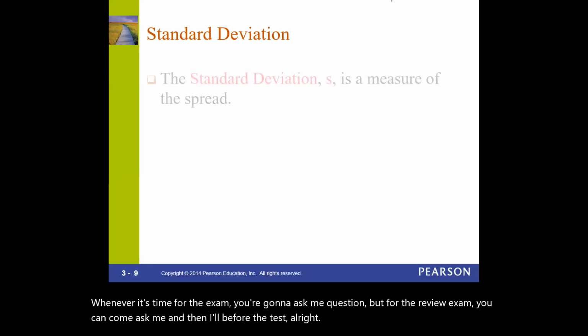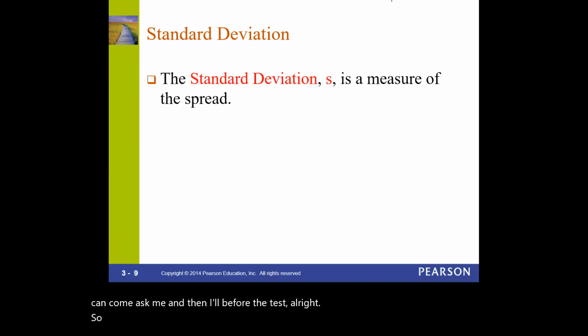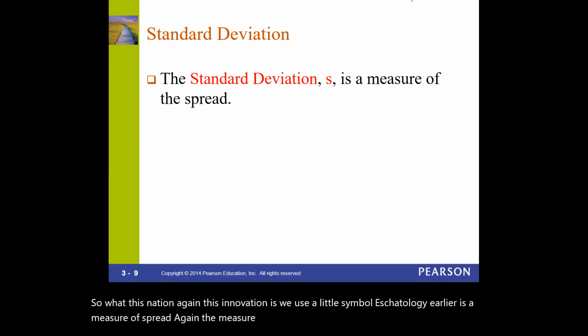Okay, so talking about the standard deviation again. The standard deviation, we use the little symbol S, just like I told you earlier, is a measure of spread. Again, the measure of spread means how far each value falls away from the mean. Okay, that's what it means.